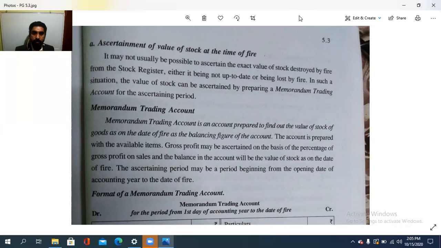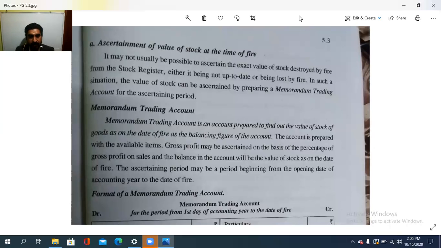അപ്പോൾ find out the value of the stock of goods as on the date of fire. തീ പിടിച്ച ദിവസം ഉള്ള value of the stock of goods. അതാണ് മെമ്മറാണ്ടം ട്രേഡിംഗ് അക്കൗണ്ട് എന്ന് പറയുന്നത്. അപ്പൊ അക്കൗണ്ട് പ്രിപ്പയർ ടു ഫൈൻഡ് ഔട്ട് ദി വാല്യൂ ഓഫ് ദ സ്റ്റോക്ക് ഓഫ് ദ ഗുഡ്സ് ആസ് ഓൺ ദ ഡേറ്റ് ഓഫ് ദ ഫയർ ആസ് ദ ബാലൻസിംഗ് ഫിഗർ ഓഫ് ദി അക്കൗണ്ട്.